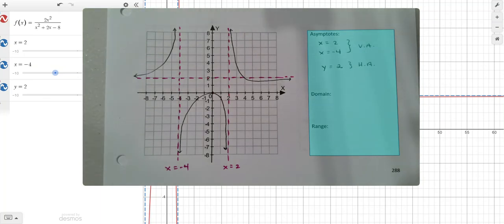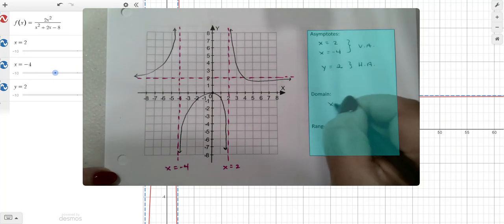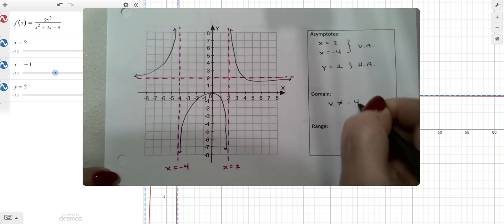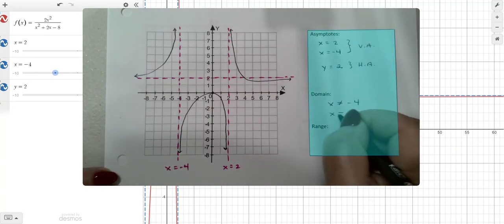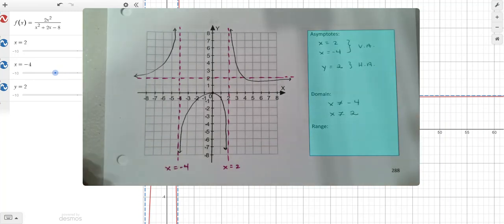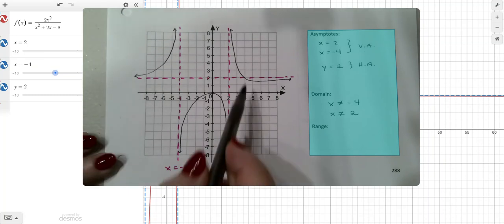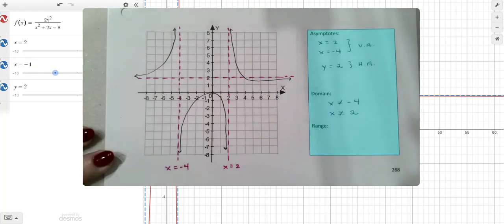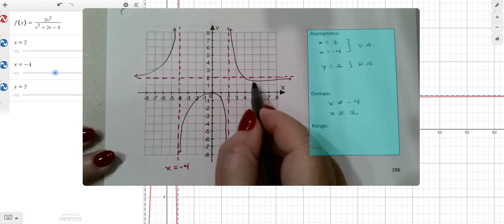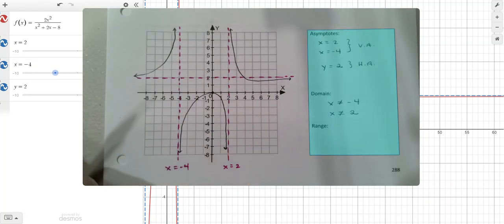All right, my domain, x cannot be negative 4, and x cannot be 2. Again, that's sort of an abbreviation of the domain, but it's understandable for anybody who would read this. And the range, once again, I'm going to say that to some extent we can cross that horizontal asymptote, but there's going to be a little gap in here, right?